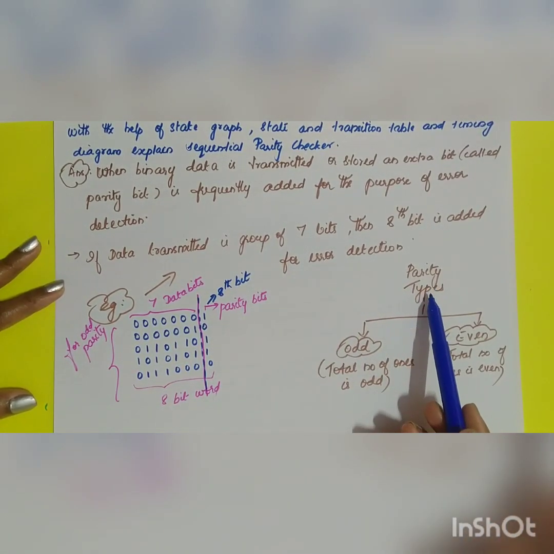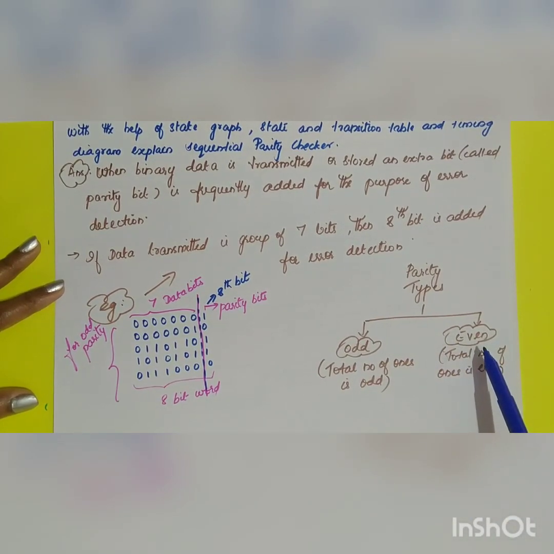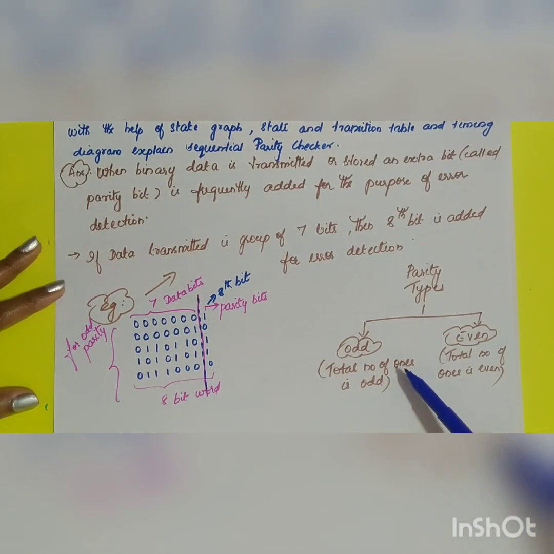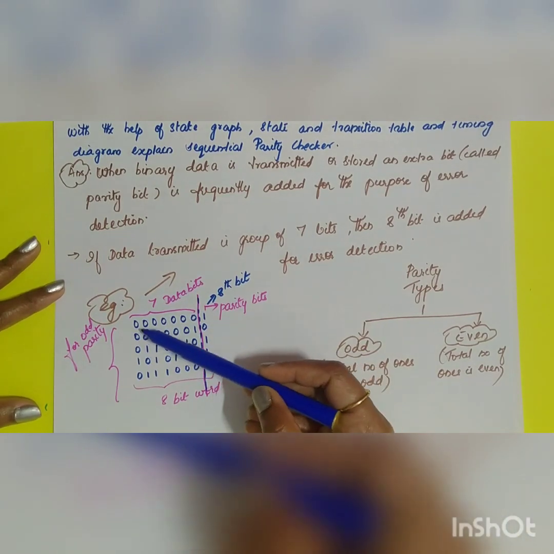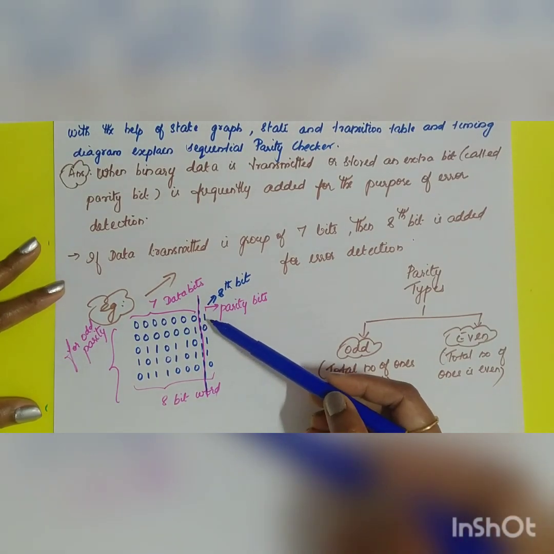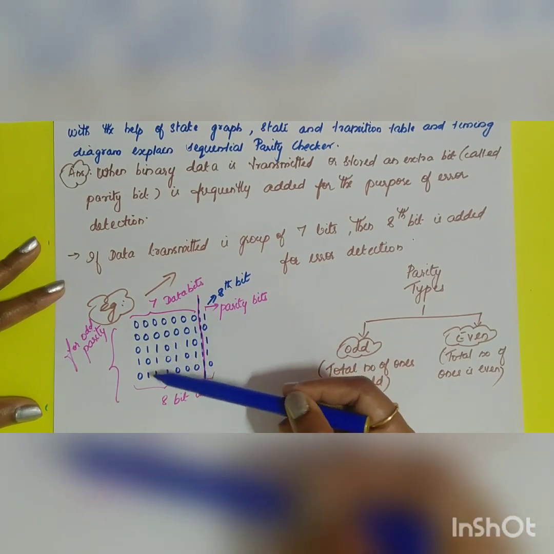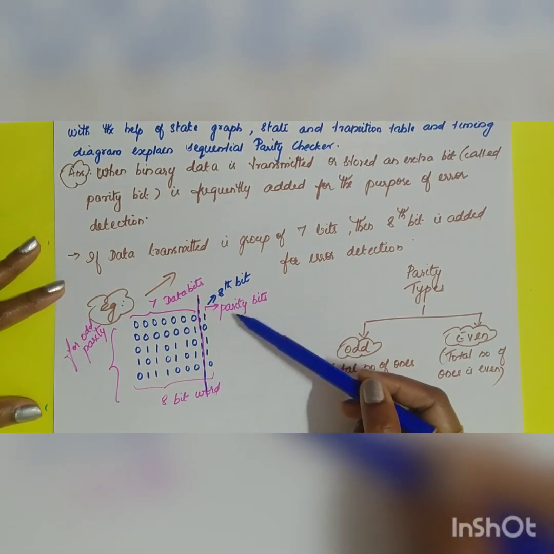Parity can be divided into two types. One is called odd parity and the other one is called even parity. What is meant by odd parity? If the total number of ones is odd, then it is called odd parity. For example, see here, in the 7 bits, you don't have any ones, right? So it is 0, which is even. If you want to make it odd, then you have to add a 1 in your parity bit.